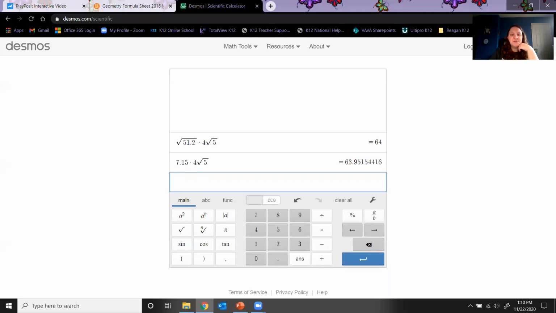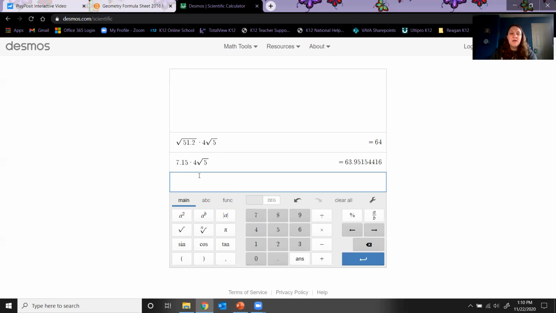So you may be asking yourself, can I just round to 7.15 and use that instead? And the answer is no. The main reason is it asked for an exact length. And so if you round, you're not giving an exact length anymore. And notice when I type this into Desmos, the graphing scientific calculator that's available free online, desmos.com, if I type this in with the exact length, I get 64.